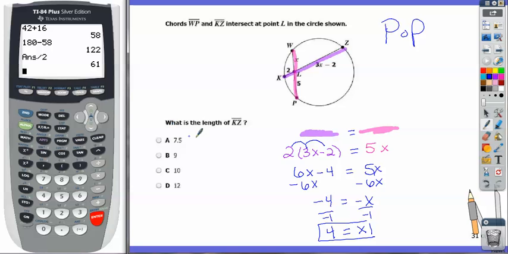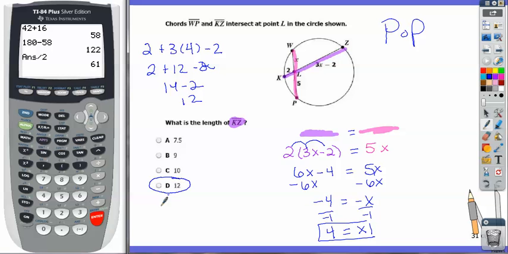Now, thankfully, x equals 4 is not one of my choices. The reason why is because it's asking me for KZ. And I actually highlighted that in pink. That's actually my purple segment. So, how can I get my purple segment? Let's go ahead and do some math here. It's going to be 2 plus 3x minus 2. Well, x is 4. So I get 2 plus 12 minus 2, 14 minus 2, which is 12. And my answer is D.